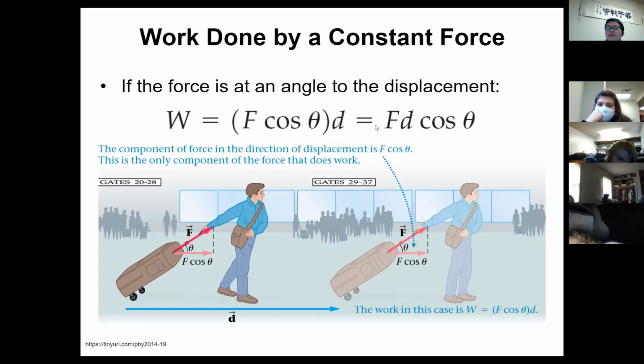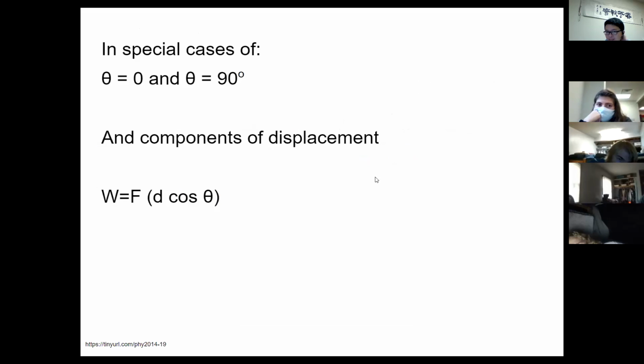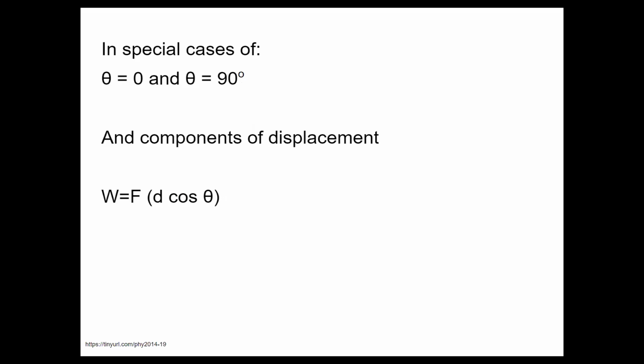Okay, and you can write this general form because it includes the special form we talked about earlier, when the two are in the same direction. Then theta is equal to 0, so cosine 0 is 1. In that special case, you write F d cosine of 0, which is equal to F d. Now, in the case where the force is perpendicular to the displacement, the angle theta is 90 degrees. Then you are doing F d times cosine of 90 degrees, which is 0. So work is equal to F d times 0, which means the force in the perpendicular direction to the displacement does 0 work.